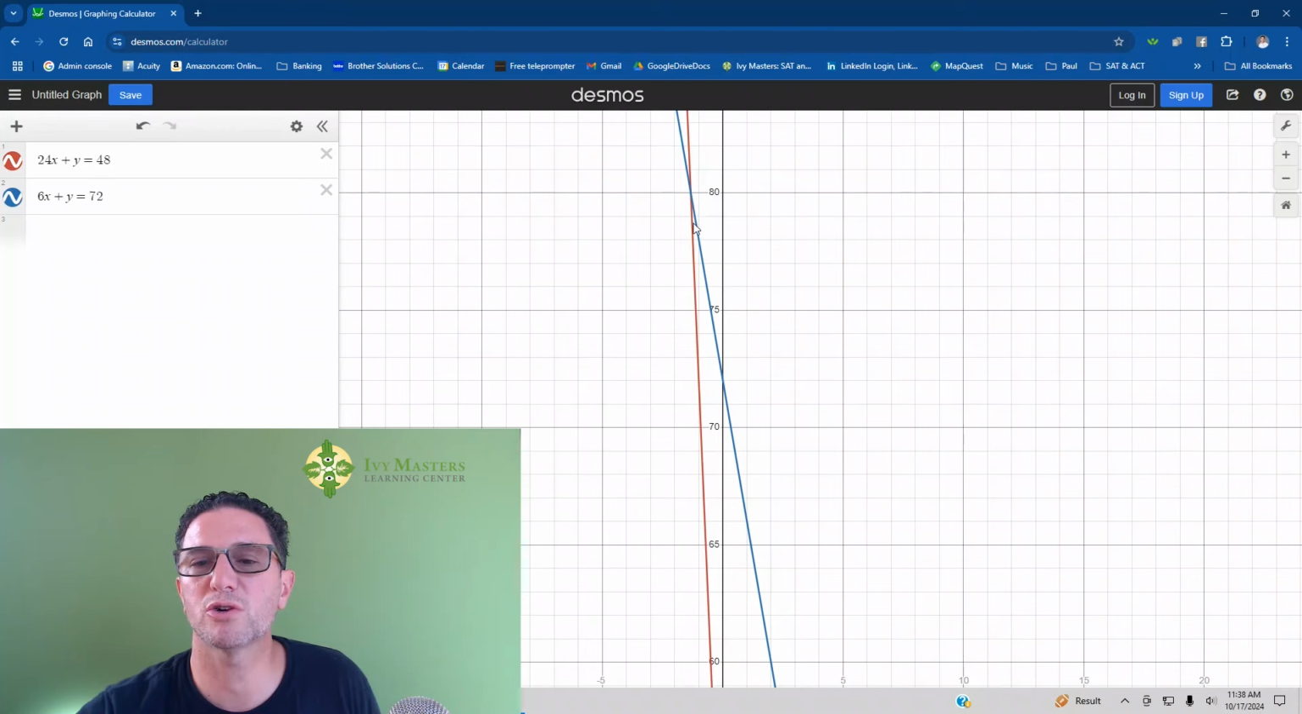Usually it shows a gray dot at the intersection point. If it doesn't, just click on one of the lines. Now you see the gray dot. The question was asking about y. Sure enough, y is 80.